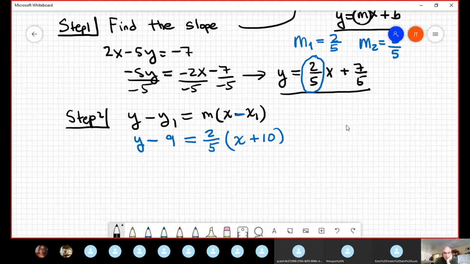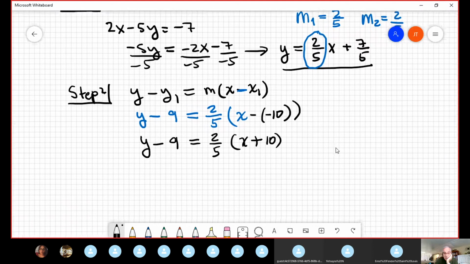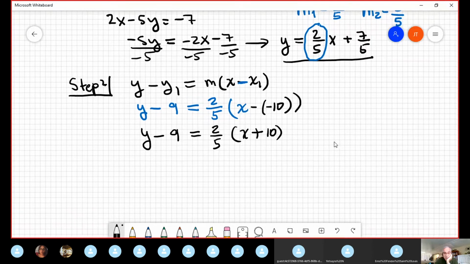Okay, now multiplication. Let's go step by step. Step by step is you put a minus 10. So then the next line you put 2 over 5 x plus 10. Super. So, at this moment, I like very much to eliminate the fraction, and you multiply by 5.